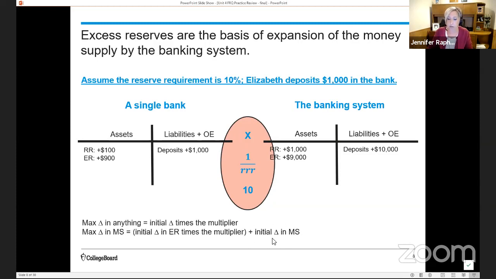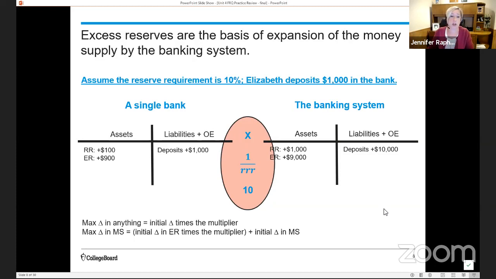And that's where you have to be careful and recognize whether or not the transaction results in an initial change in the money supply. In this particular example, when Elizabeth takes $1,000 in cash and deposits it into a demand deposit account, the money supply is not changing with that initial transaction. So the maximum change in the money supply that could be generated by this transaction would be equal to the initial change in excess reserves times the multiplier. I'm going to really try to help you flesh this out in the balance sheet questions that I've pulled for the free response section.